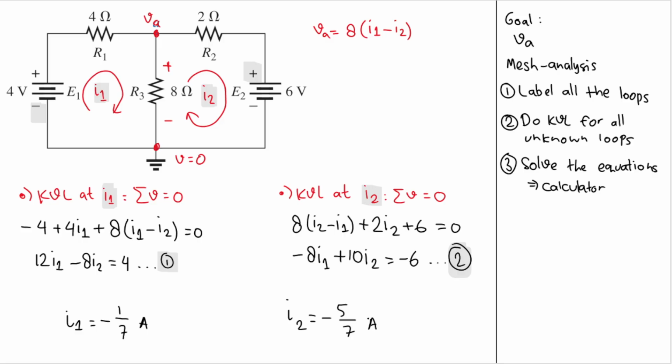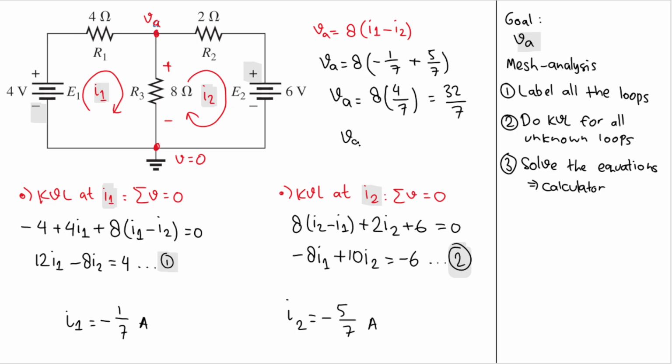But then the question does not ask about I1 and I2, but that is VA. But remember, we get our VA here. We can plug that in, right? So our VA will be 8 multiplied by I1. I will have minus 1 over 7. And then minus minus 5 over 7. So I will have plus 5 over 7. Okay, so we will have VA here is equal to 8 multiplied by 4 over 7. And that will be 32 over 7.